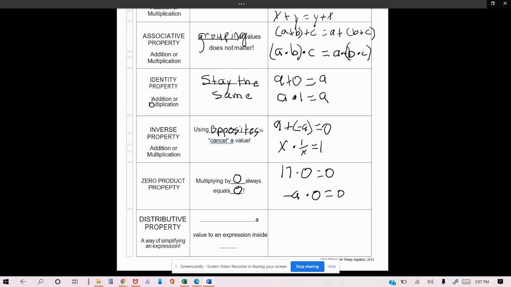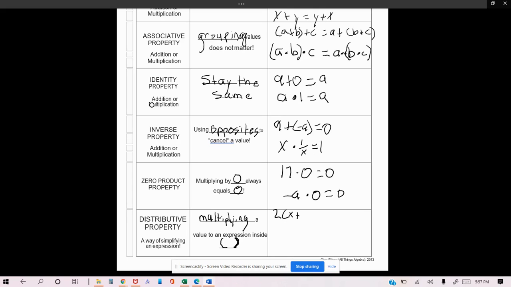Distributive property is something that we're learning and we're going to continue to learn and use throughout algebra. That's something you are constantly going to need. So it means multiplying a value to an expression inside of parentheses. That parenthesis was kind of crazy, but that's a parenthesis there. So what does that mean?